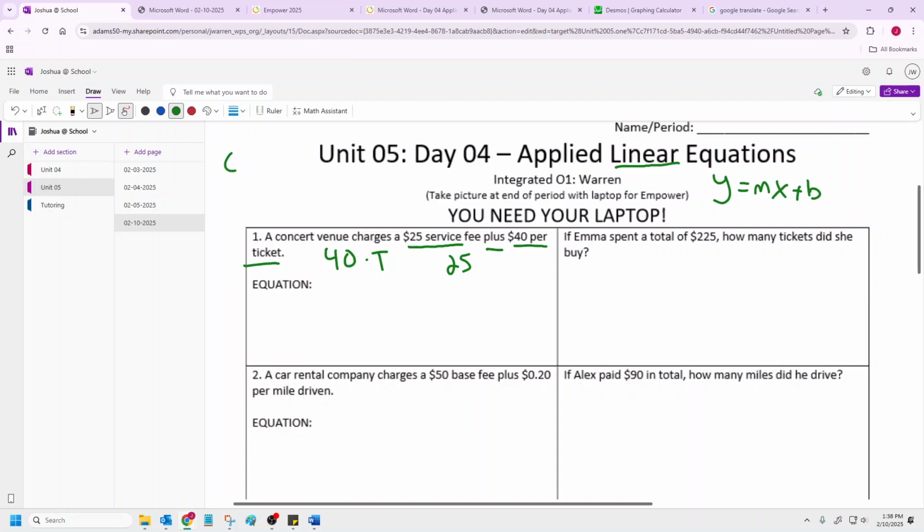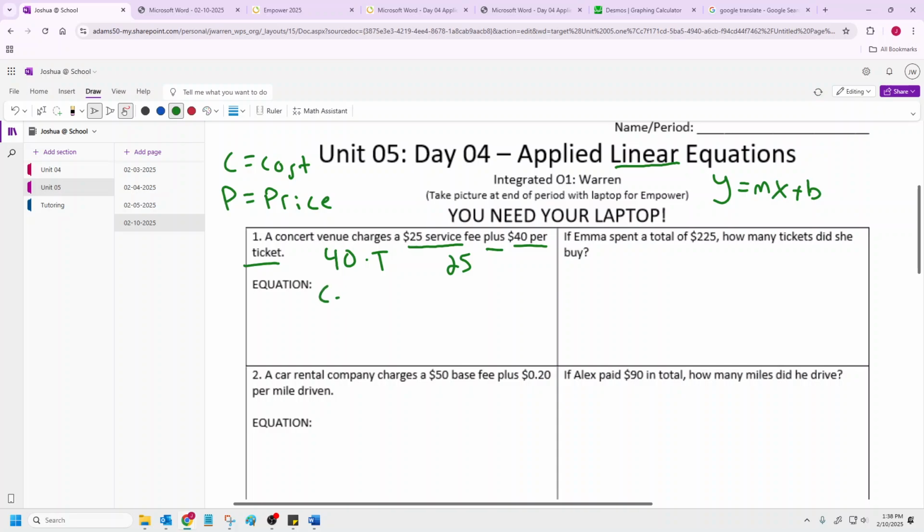I sometimes use C for cost, and sometimes I use P for price. It really just depends on my mood. I don't know why I'm not consistent, but welcome to Mr. Warren's classroom.